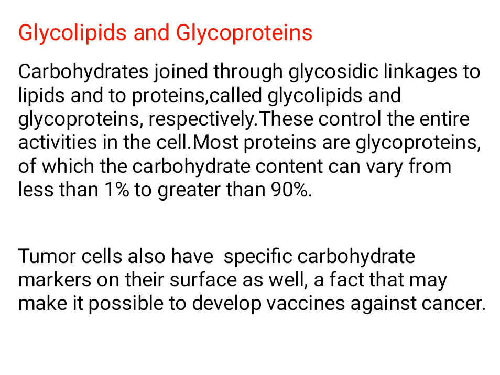Glycolipids and glycoproteins. Carbohydrates join through glycosidic linkages to lipids and to proteins, called glycolipids and glycoproteins, respectively. These control the entire activities in the cell. Most proteins are glycoproteins, of which the carbohydrate content can vary from less than 1% to greater than 90%. Tumor cells also have specific carbohydrate markers on their surface, a fact that may make it possible to develop vaccines against cancer.